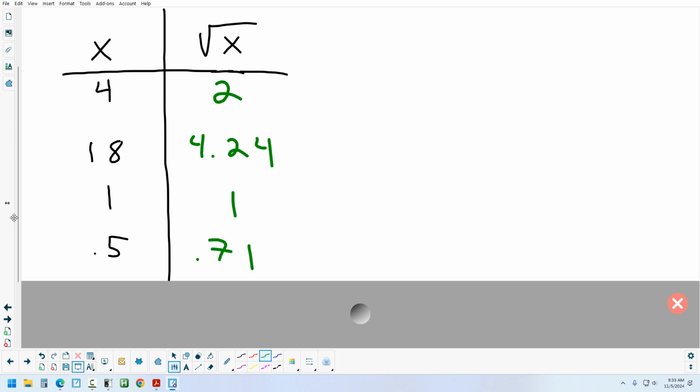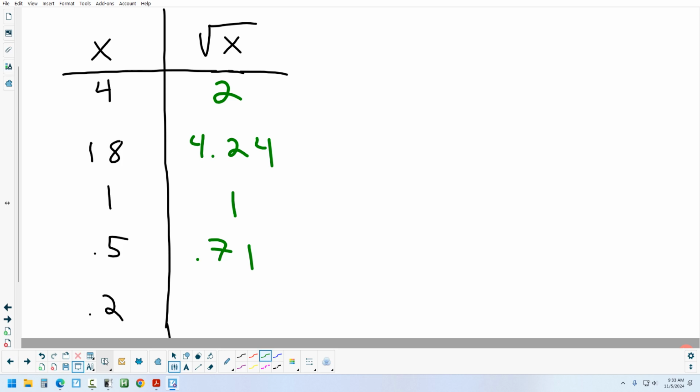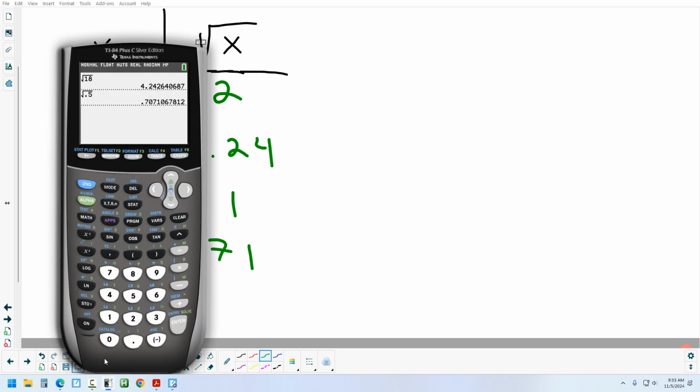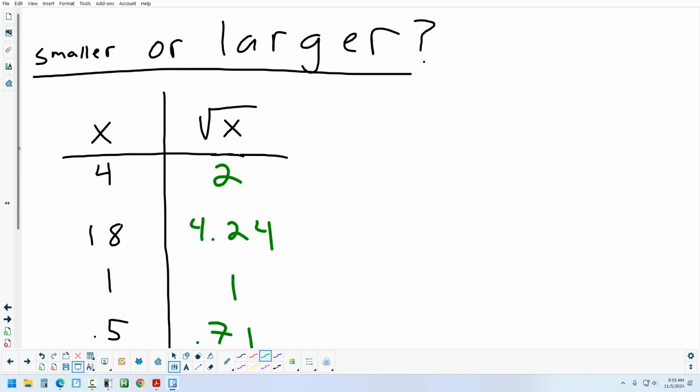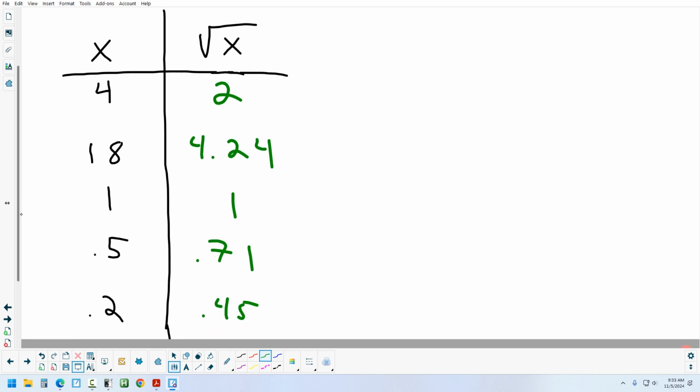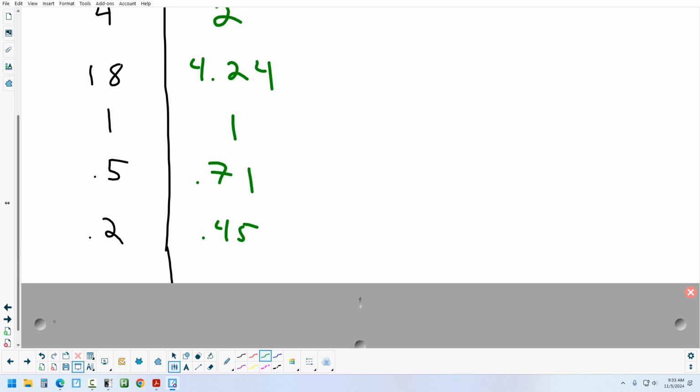Well, they're imaginary. If you take the square root of any decimal between 0 and 1, it will get bigger. Square root of 0.2 is 0.45. So between 0 and 1, it gets bigger. Exactly 1 stays the same. Bigger than 1, it gets smaller. Any question on that idea? Okay.